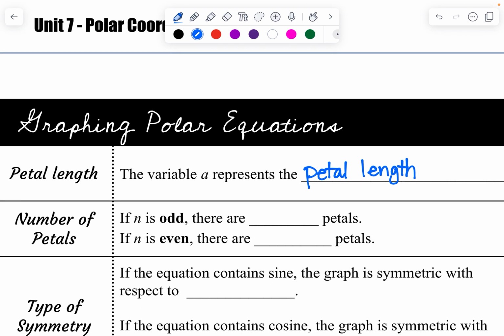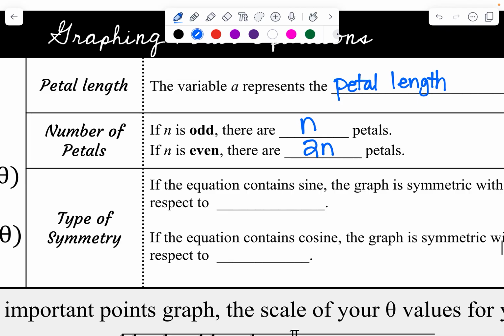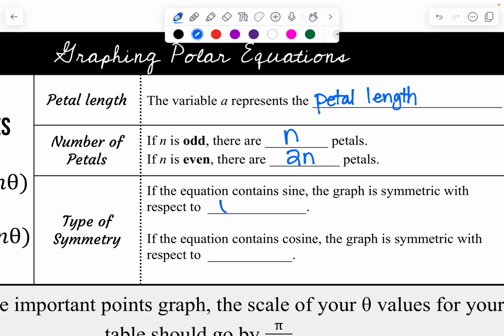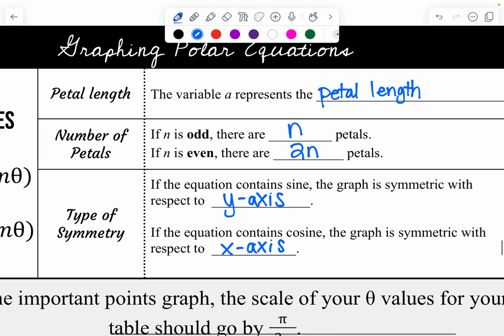If n is odd, there are n petals. If n is even, then there are 2 times n petals. Also, we can figure out symmetry. If the equation contains sine, the graph is symmetric with respect to the y-axis, because remember, sine goes along with the y values. And if the equation contains cosine, then the graph is symmetric with respect to the x-axis, because cosine goes with the x.